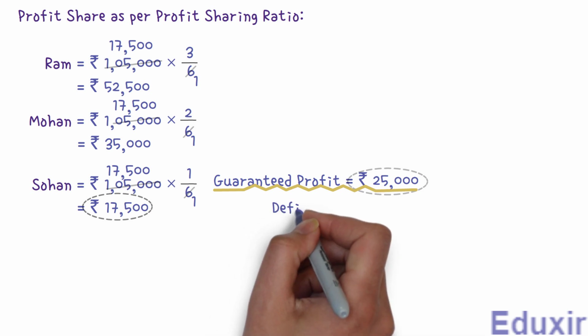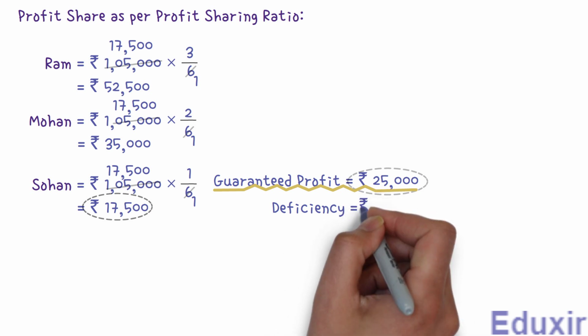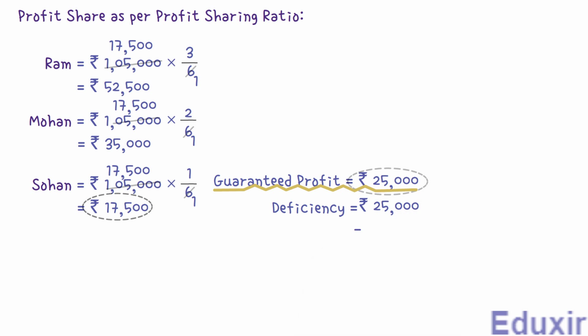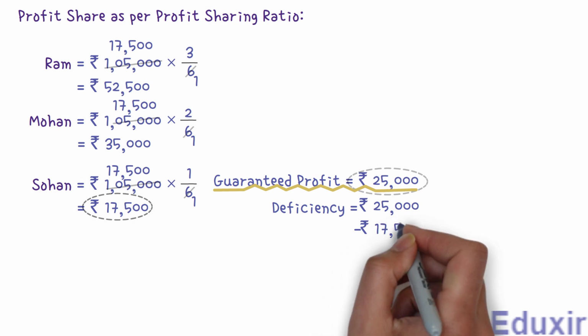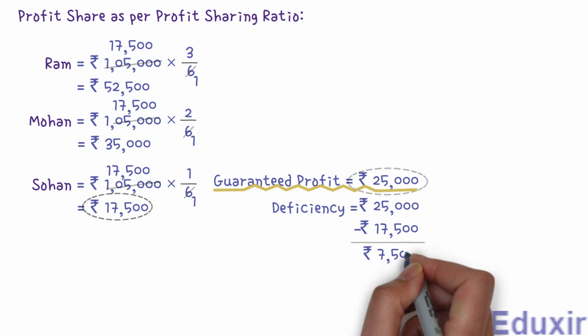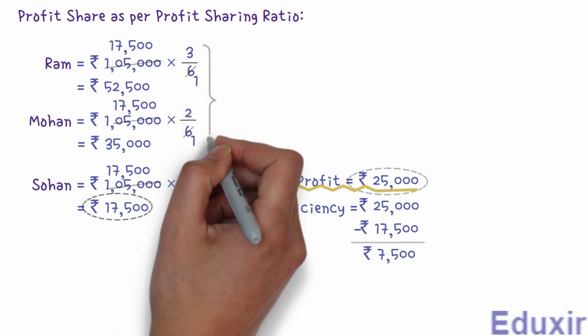So, the deficiency of Sohan's profit share is his guaranteed profit amount of 25,000 rupees minus his calculated profit share as per the profit sharing ratio, which is 17,500 rupees. Subtracting, we get 7,500 rupees. So, this deficiency should be adjusted from other partners' profit amount.